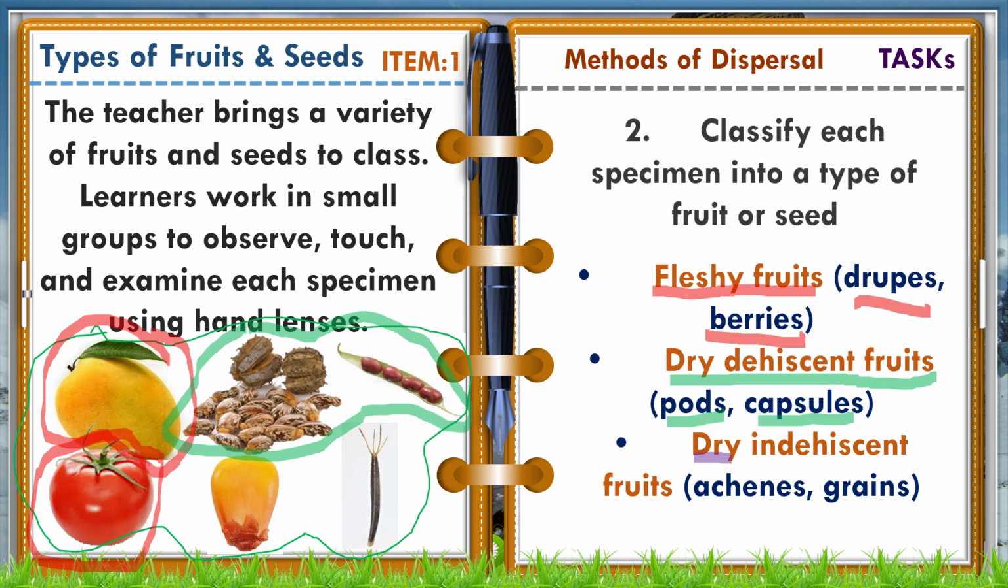Then we have the dry indehiscent fruits. Here we have the achenes and the grains. We can have here our Bidens pilosa, blackjack, and the maize fruit. These ones, when they are dry, do not open to release the seed, and we call them dry indehiscent fruits.